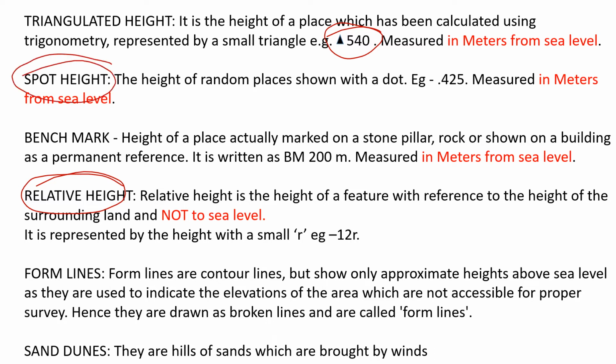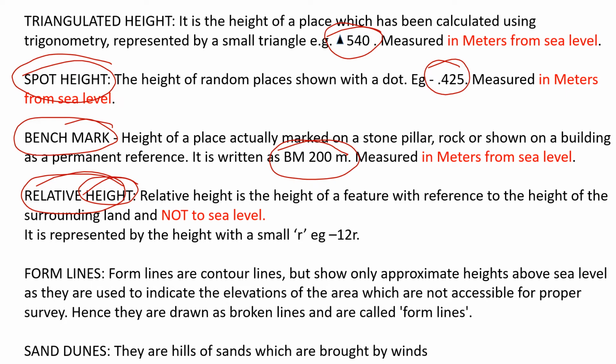Similarly, spot height is randomly taken, and here you will see a small dot before a number. So it is 425 meter from the sea level. Or benchmark is like a plate, or it's written on the side of a building or a rock or a pillar, and it is written like this, BM 200 meter. That means benchmark 200 meter from the sea level. But relative height and relative depth are not from the sea level, this is from the adjacent ground. If it is the height, it should be black in color, and if it is blue, that means it is the depth.